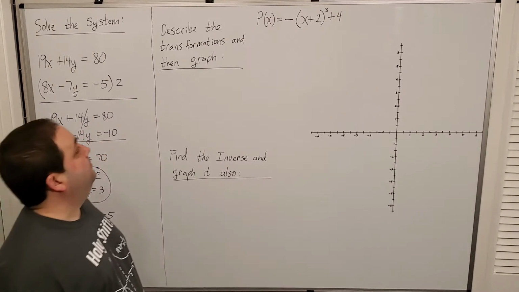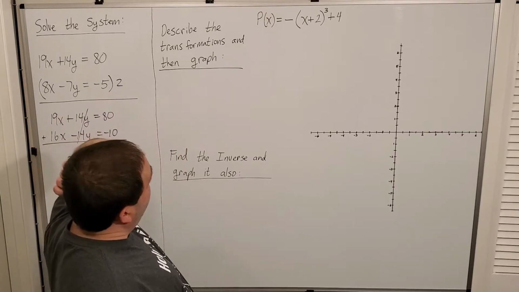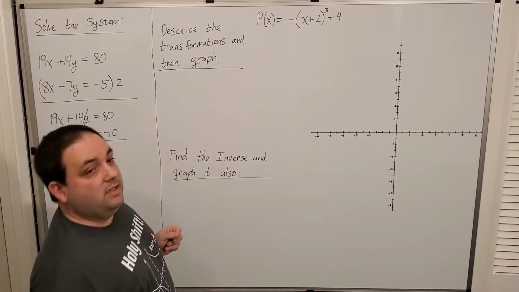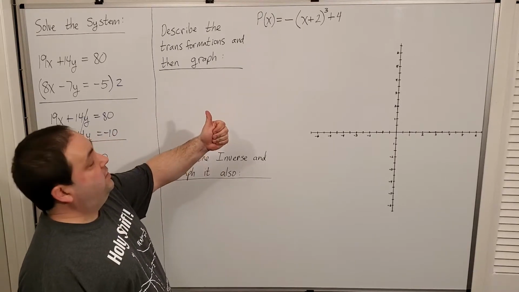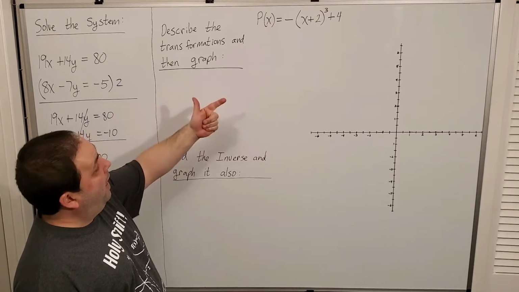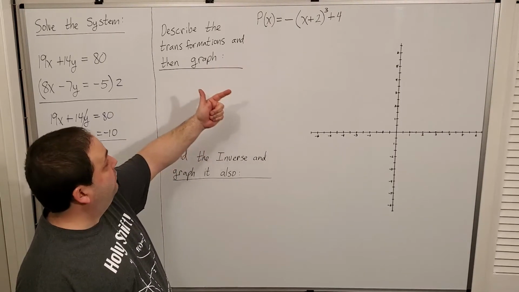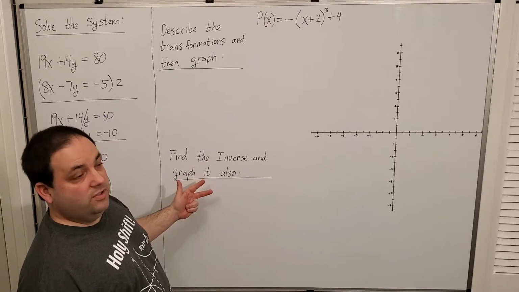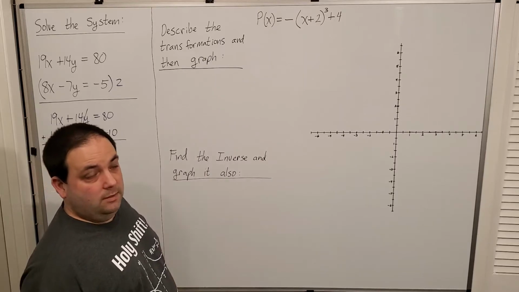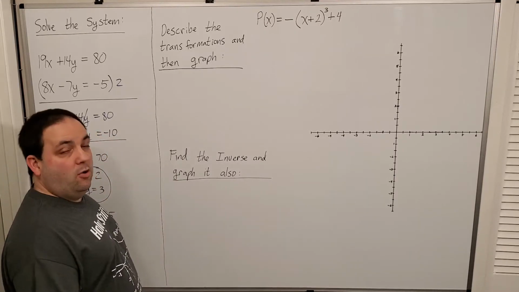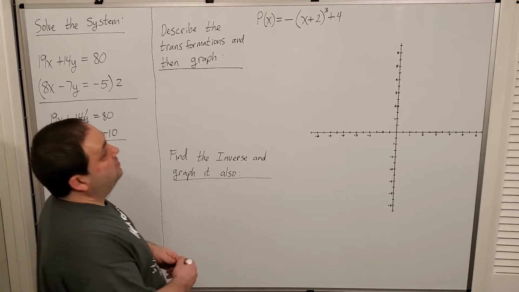Okay, next, we are given a function in function notation, and we're asked to do 3 main things here. Describe the transformations from the parent function version of itself, graph that function using those transformations, and then find the inverse and graph it also on the same grid. Okay, so let's start with the parent function and the transformations.